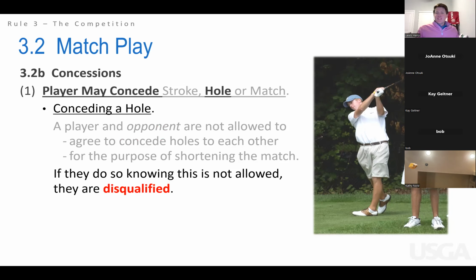We see this statement a lot because there's a lot of things that can trigger this. But if we do so and we make this agreement knowing it's against the rules, both of us are disqualified. Both the player and the opponent that made that agreement, both players are disqualified from that match.